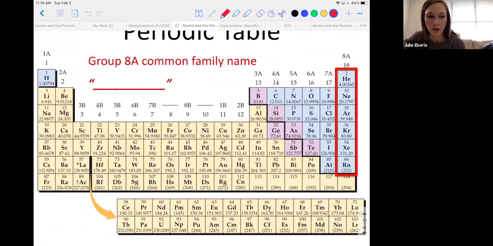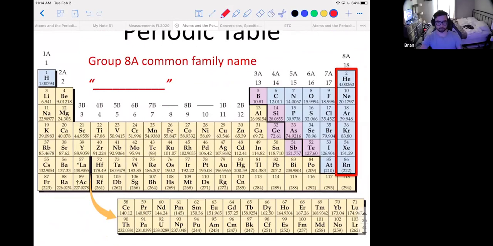Group 8, the ones boxed in. What do we call these? Yes, noble gases. Kendall said it. Noble gases.